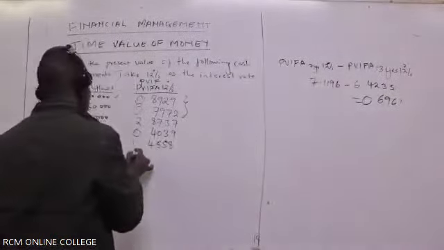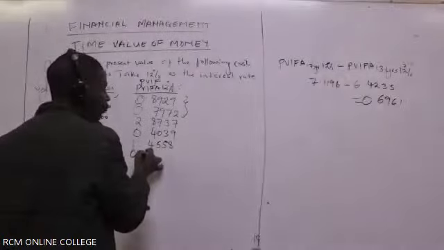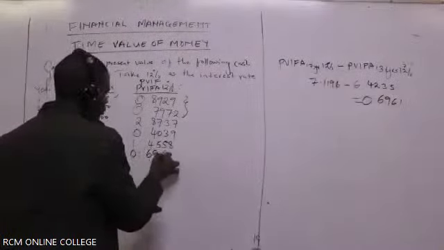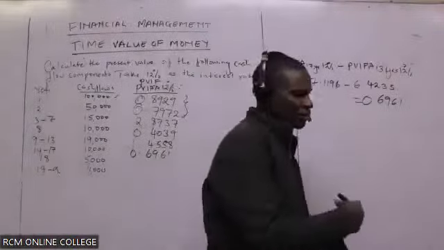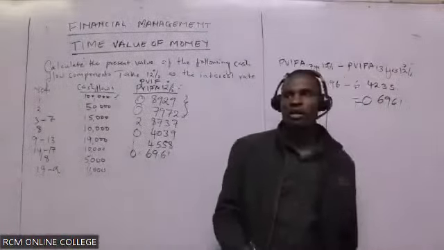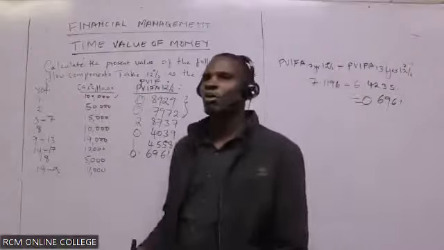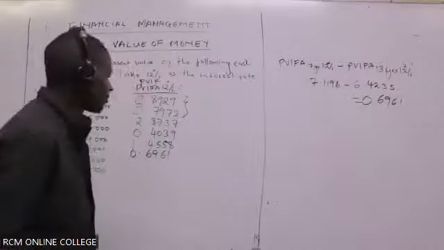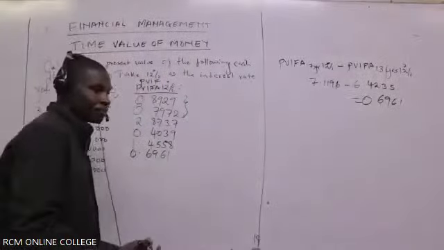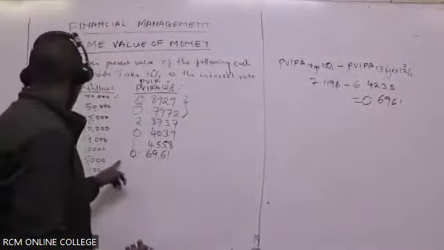The examiner can no longer beat you now. You have beaten him. 0.6961. This is what they bring to confuse students. Once you understand this one, we are done with discounting. Now we shall be talking about compounding after this. So we go to the next one.